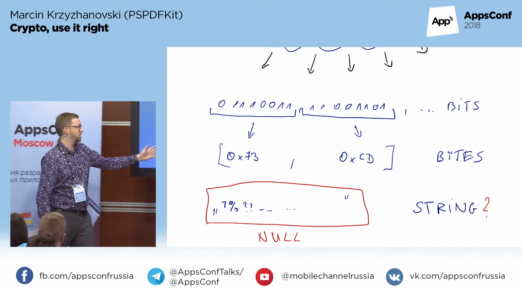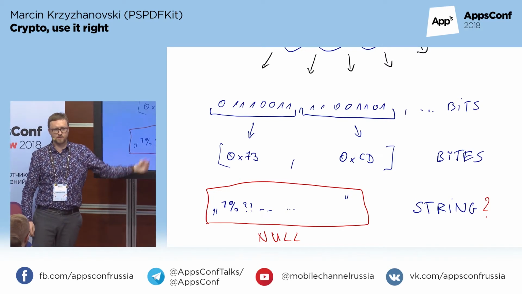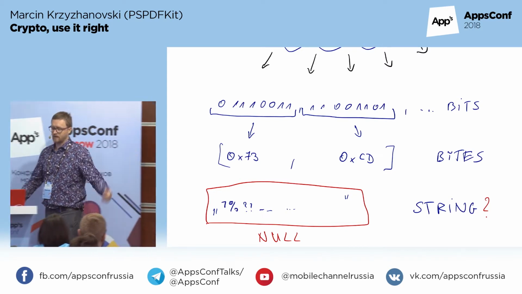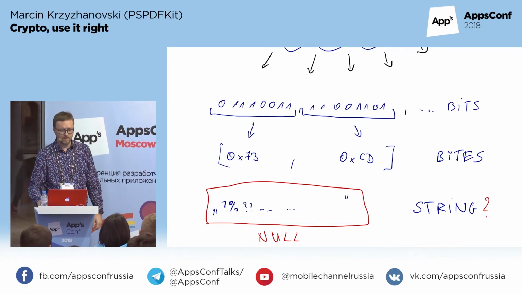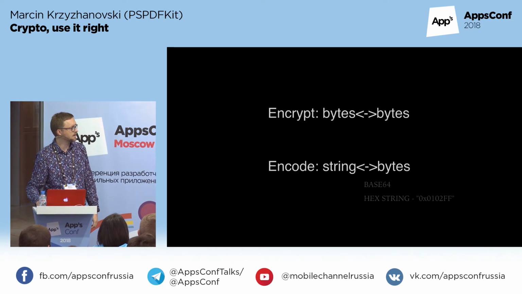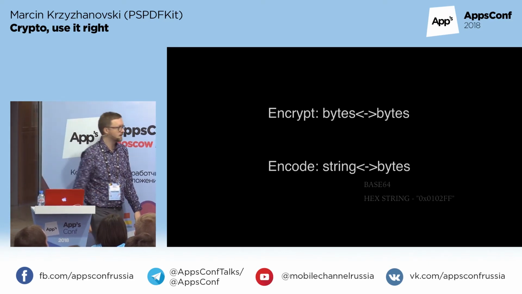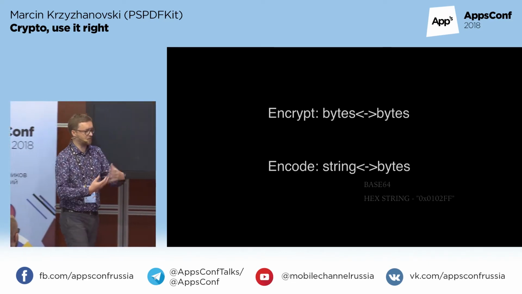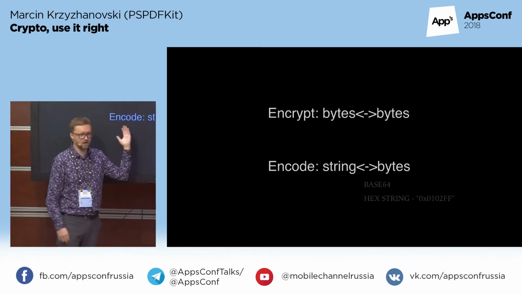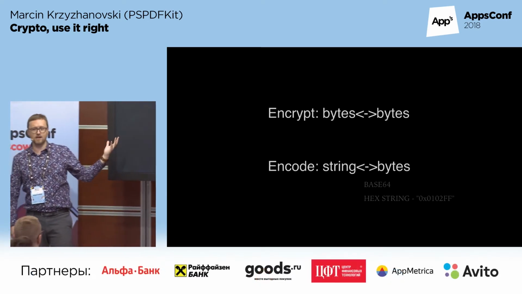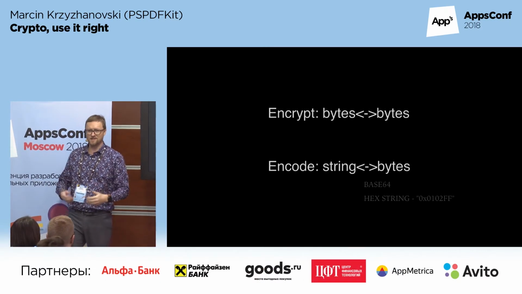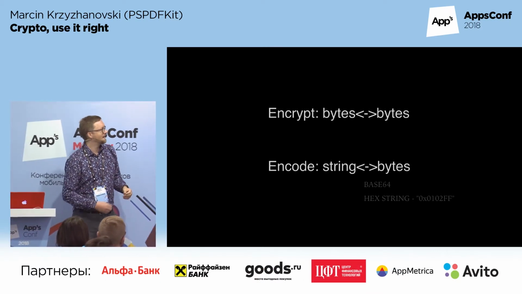So we don't really know what we get on the output, right? That's just not a string. We can do that, but to represent it as a string, we have to use encoding. And this is the confusion, encryption and encoding. It sounds kind of similar, so maybe that's the reason.